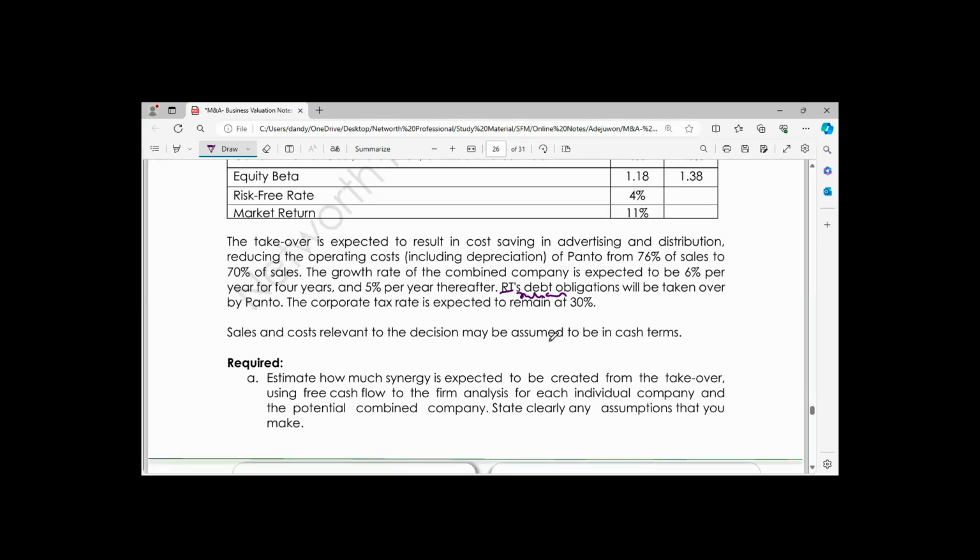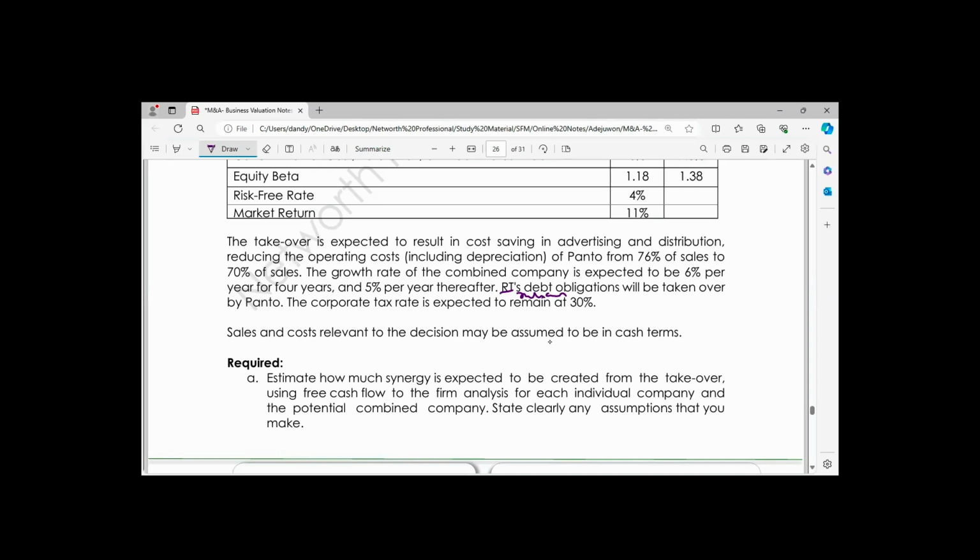we are told that, please, this one is not RT, it is Julian. Okay, Julian's debts, not RT. So Julian's debt obligation will be taken over by Panto. So that's the only information we have on debts. So we are told that Julian's debt obligation will be taken over.